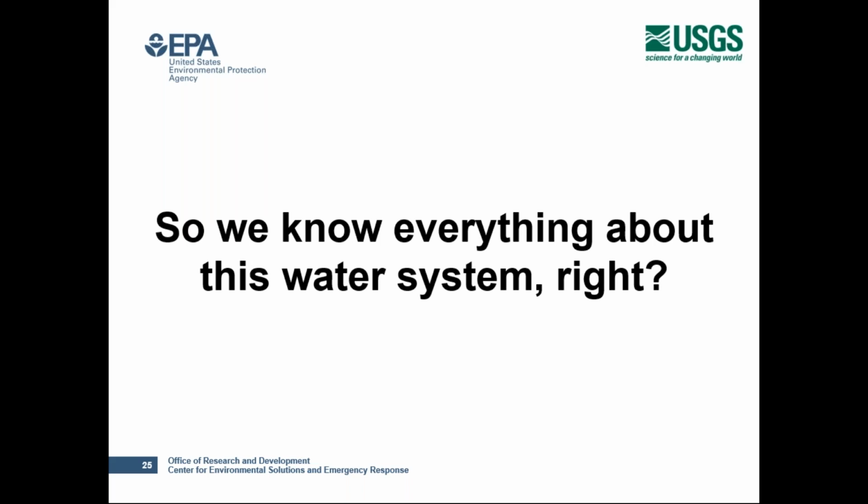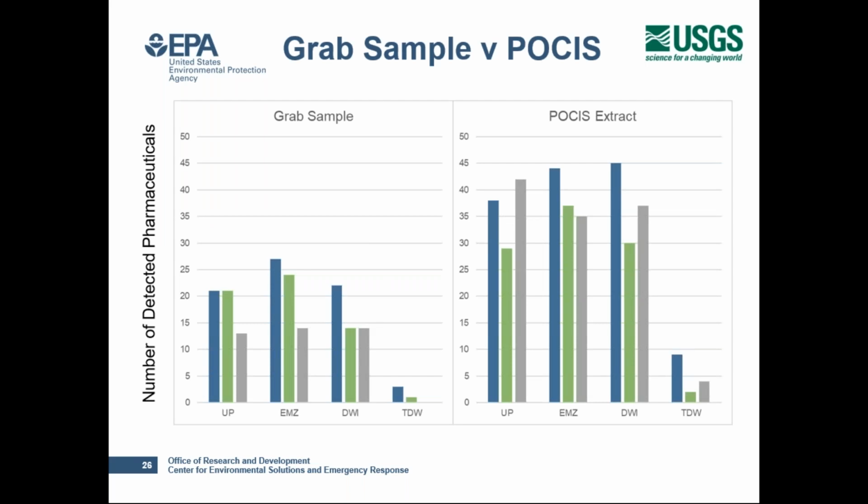So, with those grab samples, we know everything there is to know about the system, right? You can probably guess my answer is no. So this is just an example of the POCIS devices, the Polar Organic Chemical Integrative Samplers, for the pharmaceutical method. On the left are the number of compounds that we saw in the grab samples, compared on the right to the number of compounds that we saw in the POCIS extract.